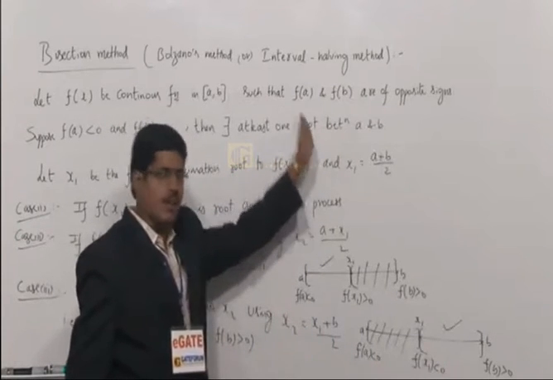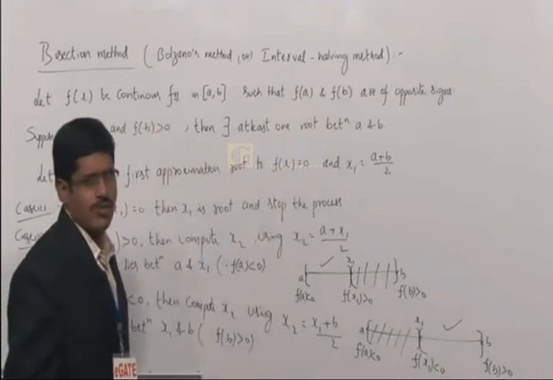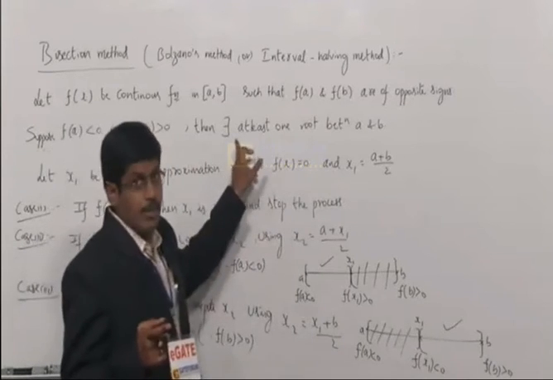It is not required to explain. I already explained this in location of the root. I mean Descartes' rule of sign. Not Descartes' rule of sign, intermediate value theorem.